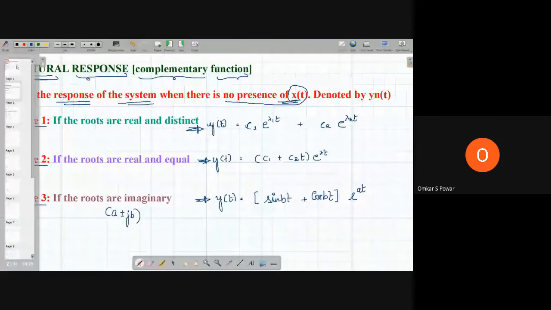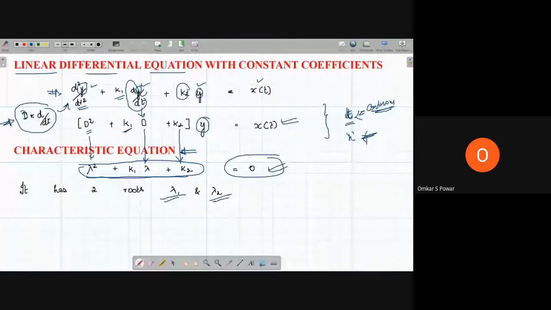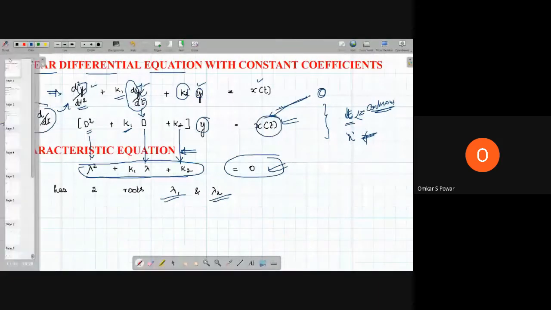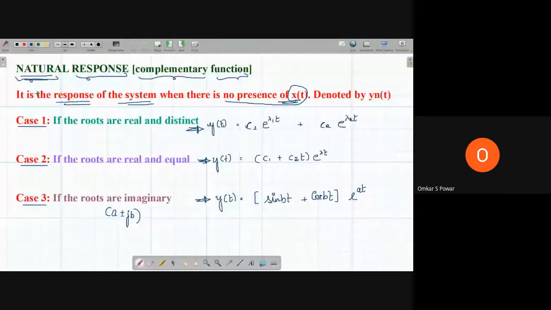If you see this equation, D square plus k1 D plus k2 into y is equal to x of t. Now, when x of t is equal to 0, you will get the natural response of the system. So what is the natural response of the system? It is the response of the system when there is no presence of x of t. It is denoted by yn of t.